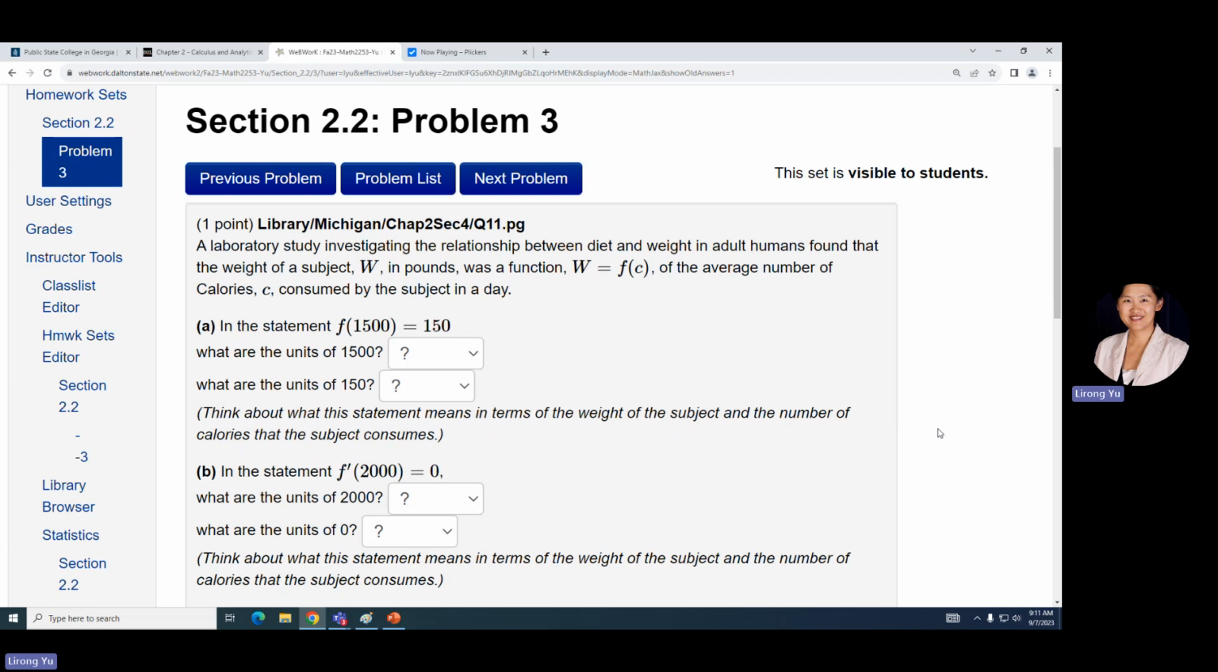So the first one we got, it says after 1,500, you put 150. This is calorie, and this is a weight, right? W represent the weight, and then whatever you enter as a C, represent the calorie. So what is the unit of 150? It's calorie. So let me unit. What is unit?